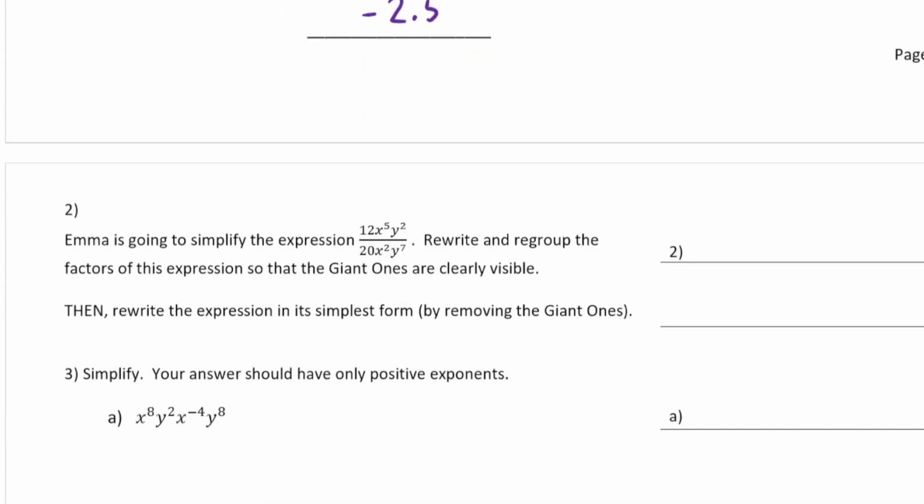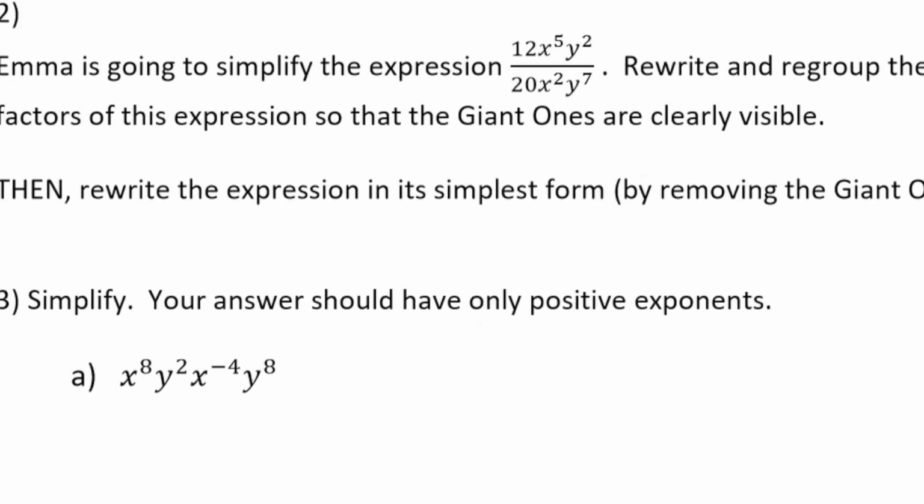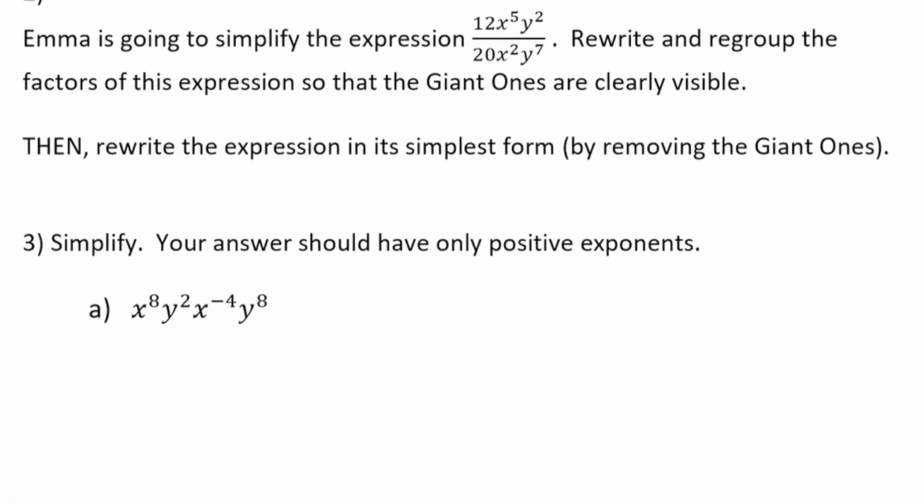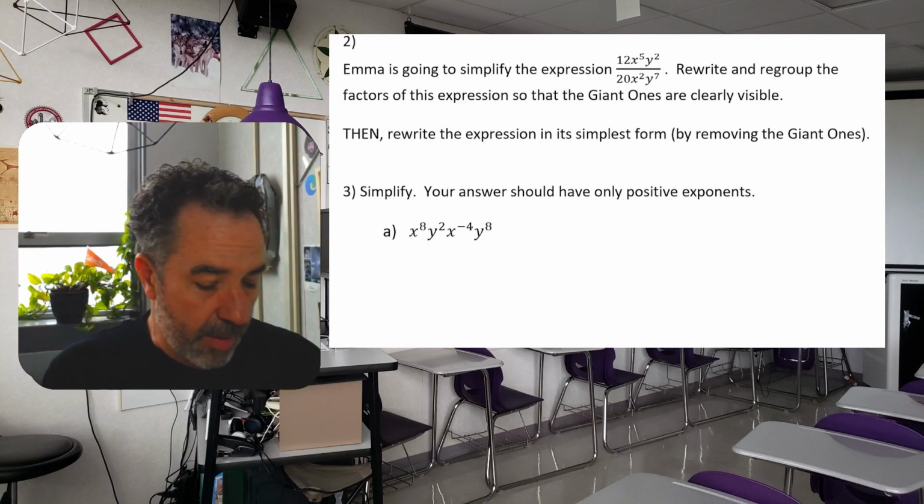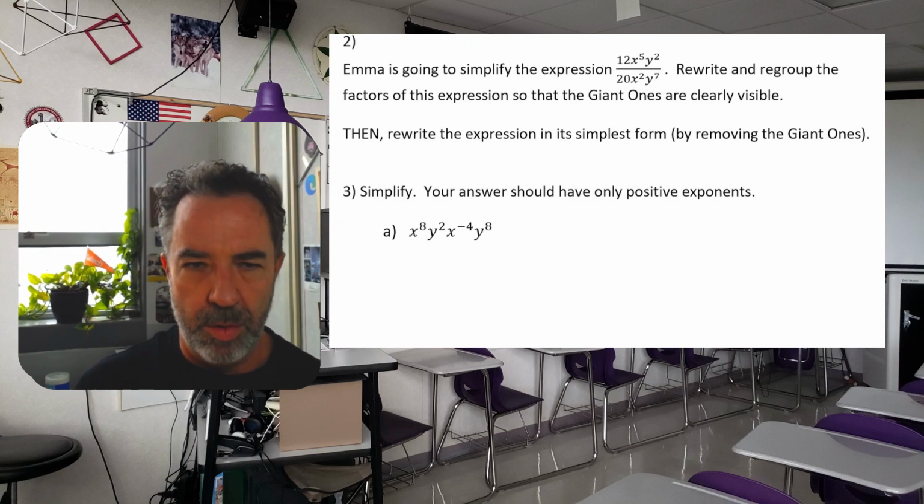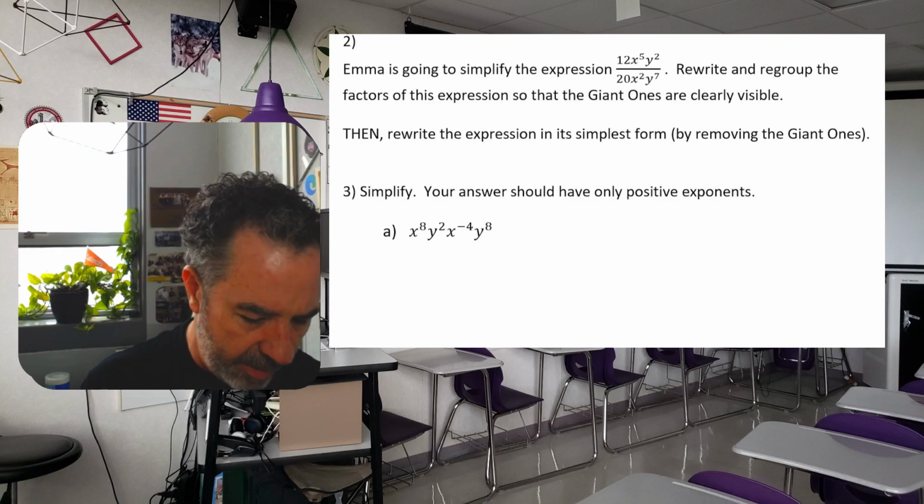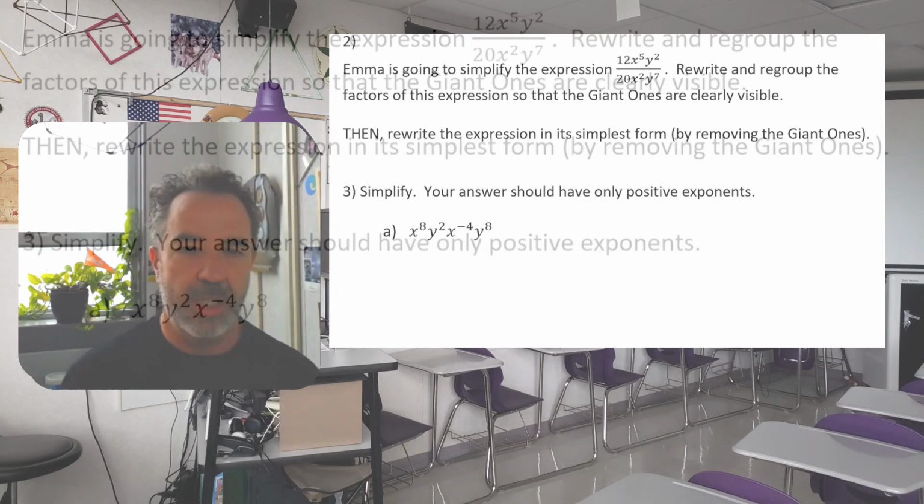Let's move on to the second page of the test. For the second page, we're told that Emma is going to simplify this expression, and we're asked to rewrite and regroup factors of this expression so that giant ones are clearly visible. So that's our first task. Rewrite it so that we can see all the giant ones.